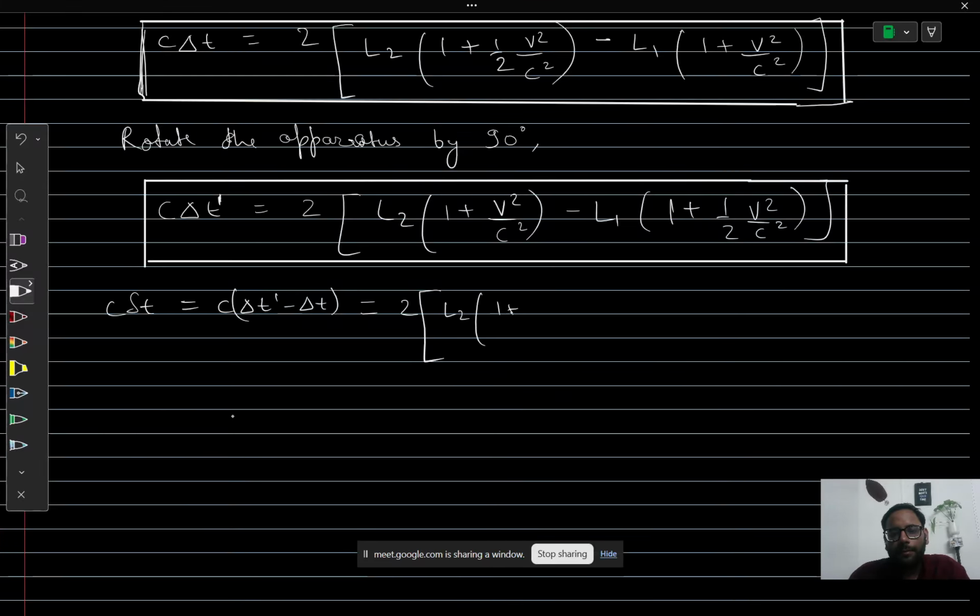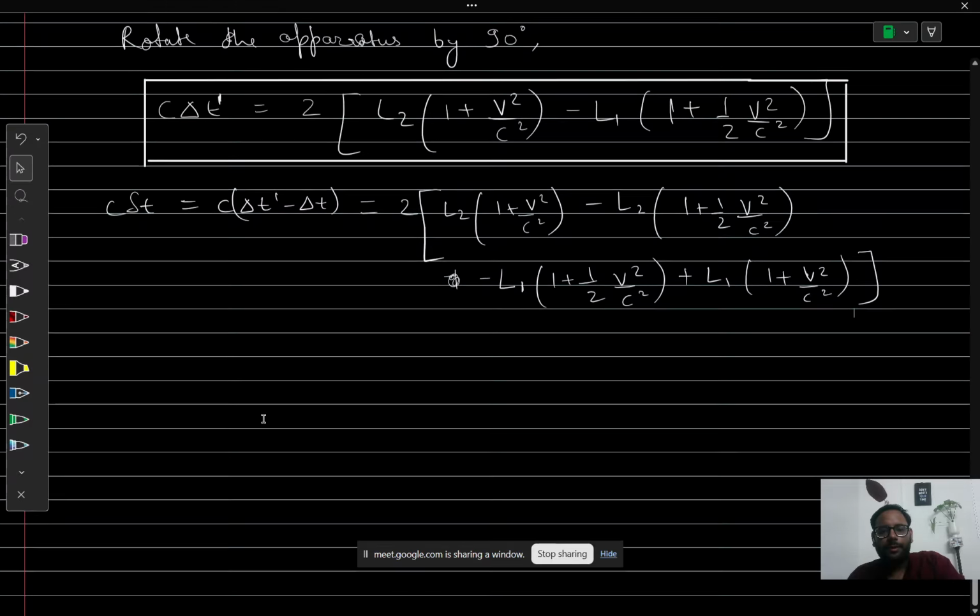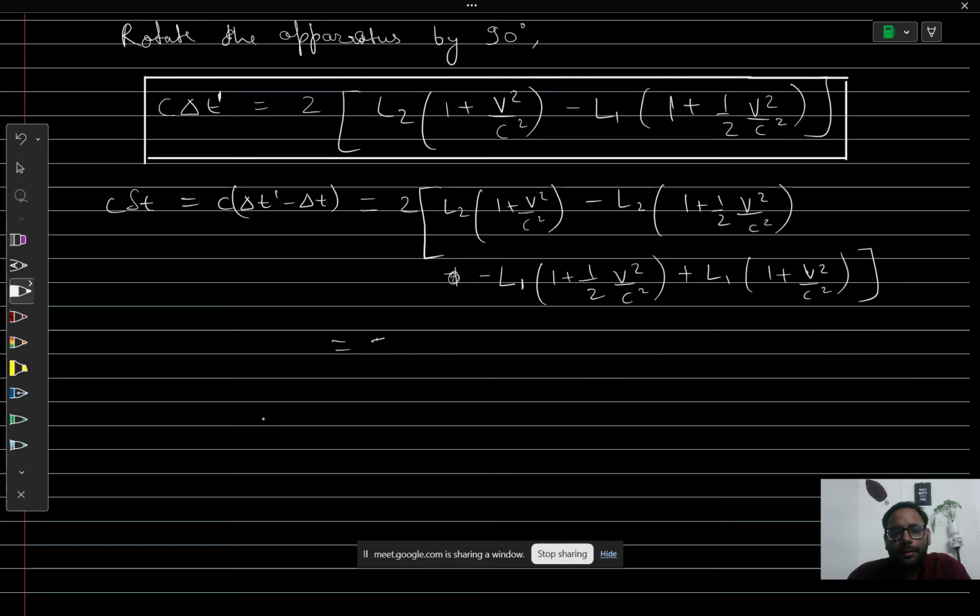L2 (1 plus v squared by c squared) minus L2 (1 plus half v squared by c squared), minus L1 (1 plus this) plus L1 v squared by c squared. I guess I'm going right. Let's see.